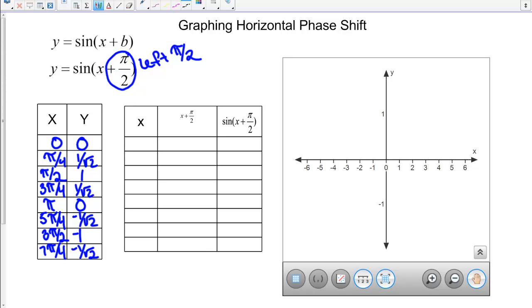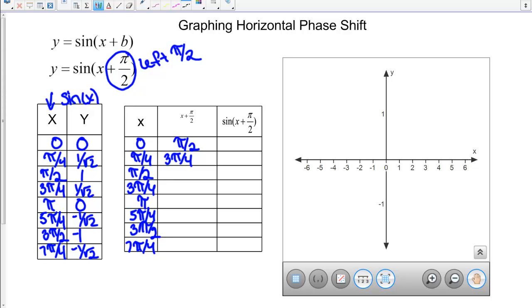So we're going to take our x's right here, which come from the graph of sine of x. That's where that table comes from. We're going to take all of these x's and add pi over 2 to each one of them. So 0 plus pi over 2 gives us pi over 2. Pi over 4 plus pi over 2 gives me 3 pi over 4.